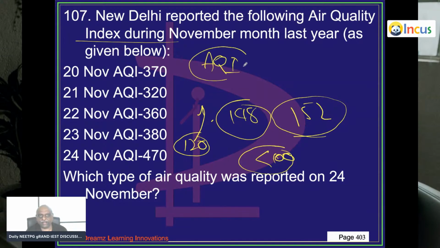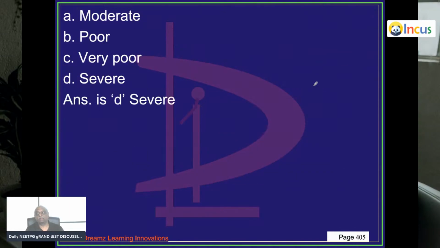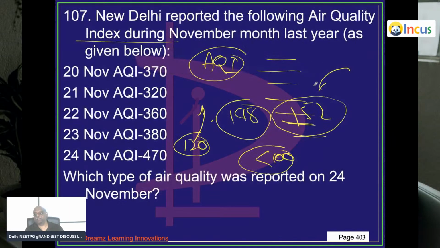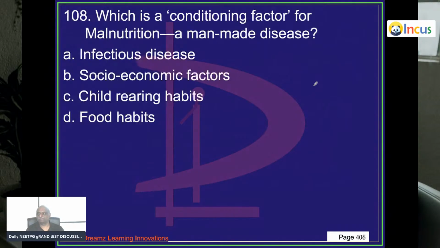AQI, air quality index, color coding of the AQI is a favorite question. मगर दिल्ली में क्या होता ना, आपको वेरी सीवियर रहता है रेगुलरली. So that is the reason Delhi teachers come to Hyderabad to start coaching program because Delhi में pollution high, right?